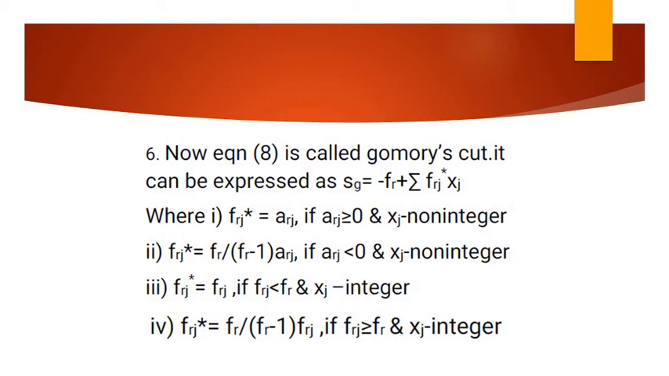In the third case, frj star is equal to simply frj, that means the fractional value is again the same fractional value, when frj is strictly less than fr. You know already, frj is nothing but the fractional value of xj, whereas fr is the fractional value of xbr. This condition holds good only when xj is integer. In the fourth case, frj star is equal to fr by fr minus 1 into frj if frj is greater than or equal to fr and xj is integer.